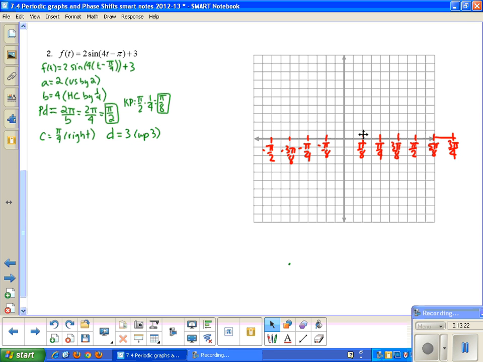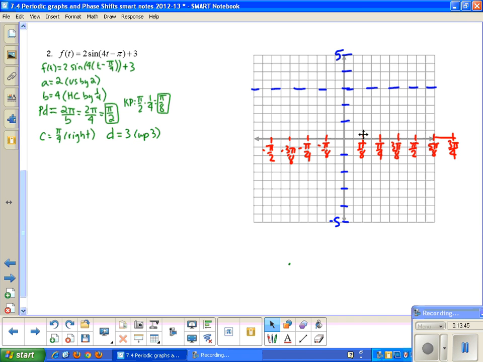Now for this graph, notice that we shifted our graph up 3. So then that's the next thing I'm going to do, put in my vertical shift. So 1, 2. So this would be 5 up here. And this would be negative 5. So I'm moving up 1, 2, 3. So that's where my new x-axis would be.